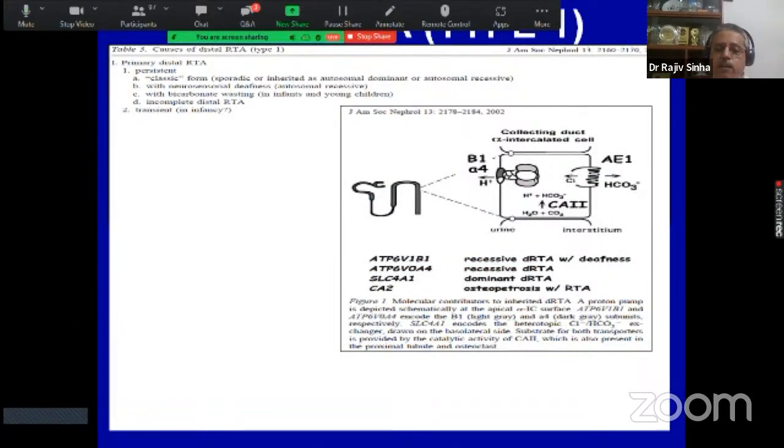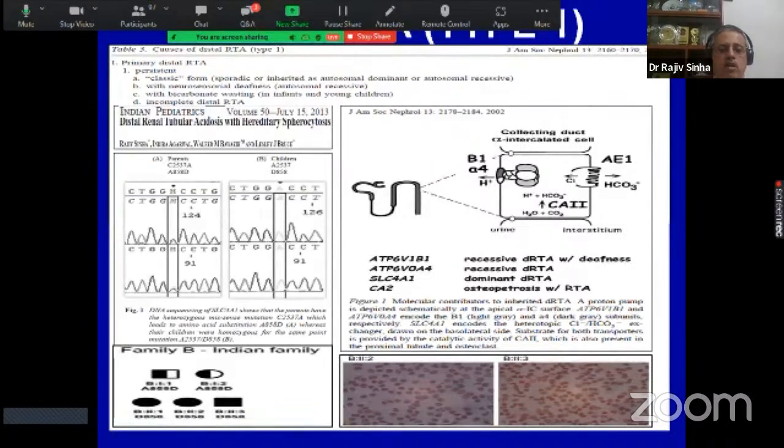So distal RTA, unlike the proximal RTA, most of them are from various causes like cystinosis, Wilson, thalassemia, etc. Distal RTA more commonly are from various mutations. Here you can see some of the variants which have been associated with distal RTA. Some of them are associated with deafness, and the one SLC4A1 has been associated with RBC wall defect, spherocytosis. And in fact, we reported one such family from India way back in 2013.